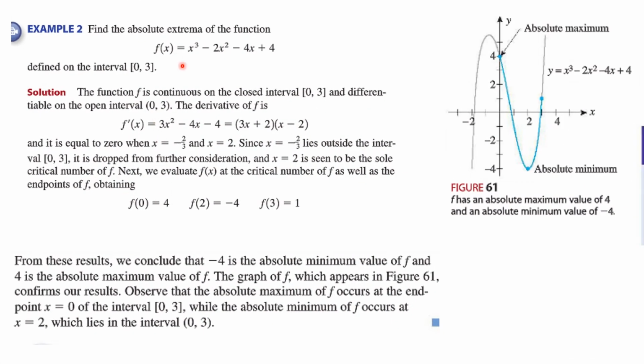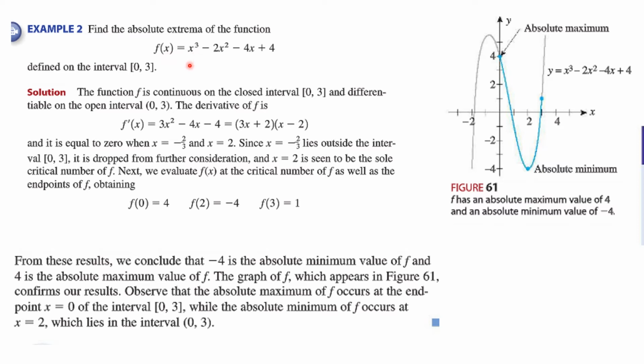Let's do another example. Here we're to find the absolute extrema, that is the absolute maximum and the absolute minimum, of the function y equals f of x equal x cubed minus 2x squared minus 4x plus 4. And this is defined on the interval from 0 to 3, again the closed interval. Again, this is a polynomial, so it is continuous, and when we take the derivative, we'll get another polynomial, and so there are no places where the first derivative doesn't exist. Let's begin doing that though.